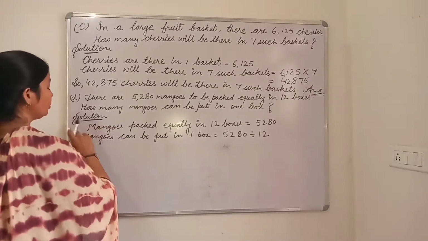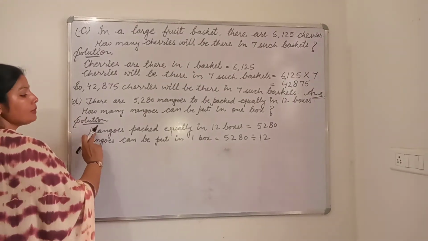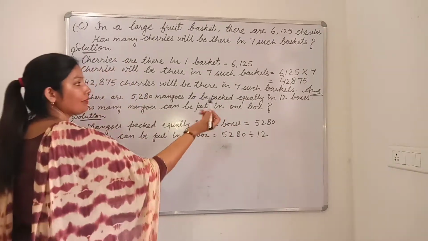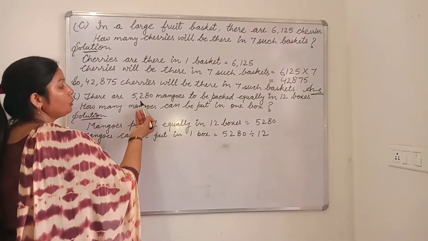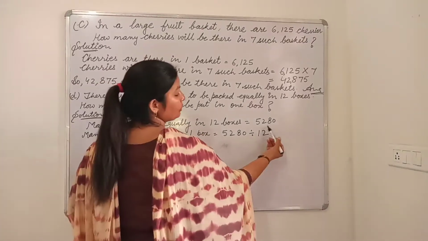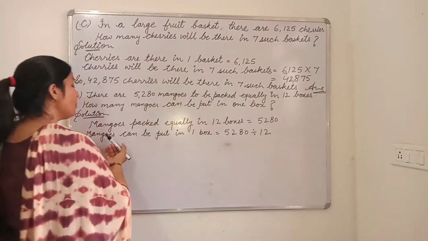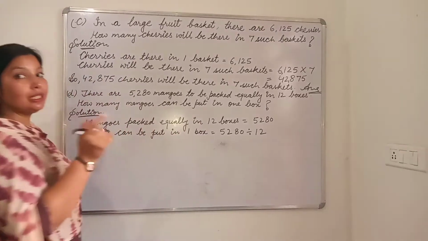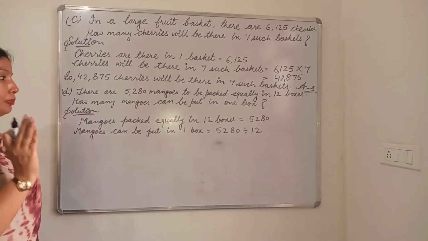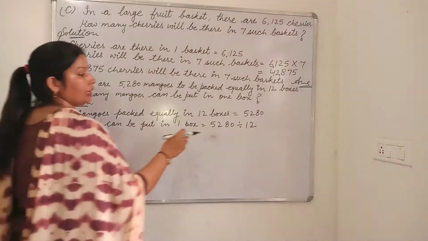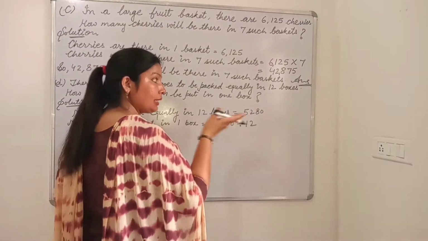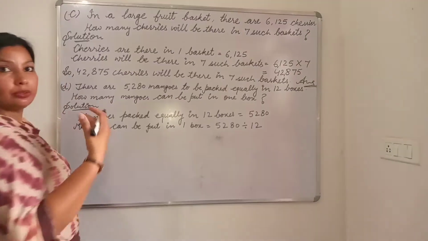We should write here solution. So first sentence is there, mangoes packed equally in 12 boxes. How many mangoes packed equally in 12 boxes? 5,280. So we write here 5,280. Now mangoes can be put in one box. Now we have to find mangoes. How many mangoes we can put in one box? So for that we will do division. 5,280 divided by 12. Okay, so now we will do division.